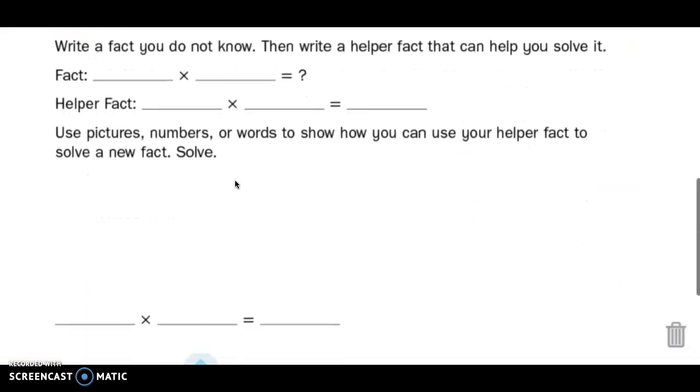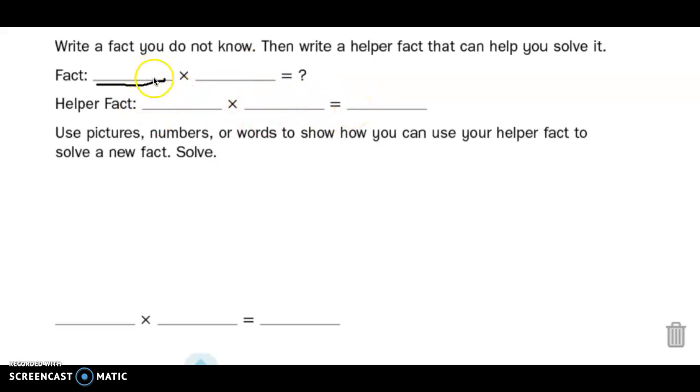Then it says try this. Write a fact you don't know. Then write a helper fact that can help you solve it. Should your fact multiply by 2s, 5s, or 10s? No, it's a fact you don't know. So maybe like a 7 or a 6 or times 4 or times 9. Then write a helper fact down here.